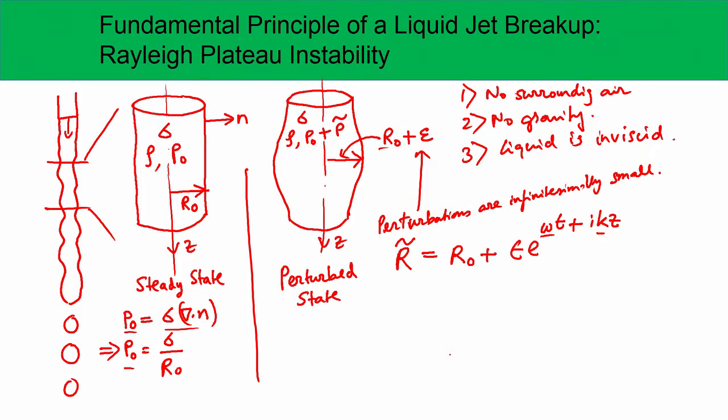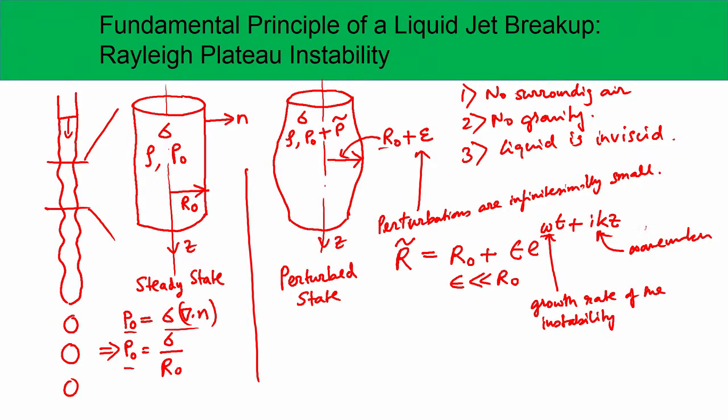Of course, here the constraint is that for the perturbation to be small, epsilon should be much smaller than R0. Omega is the growth rate of the instability, and k is the spatial wave number. The wavelength is lambda equal to 2 pi by k.